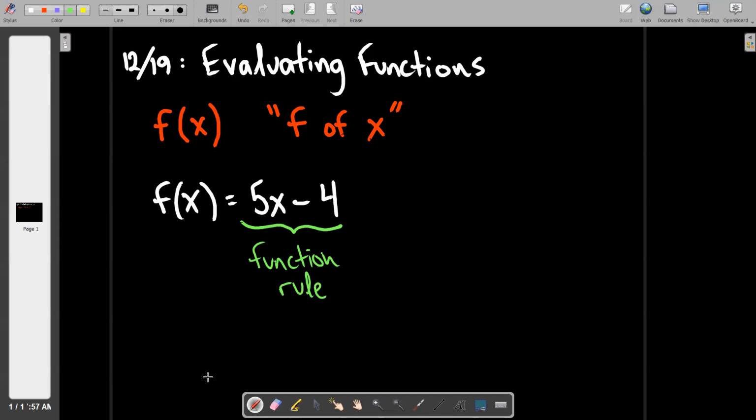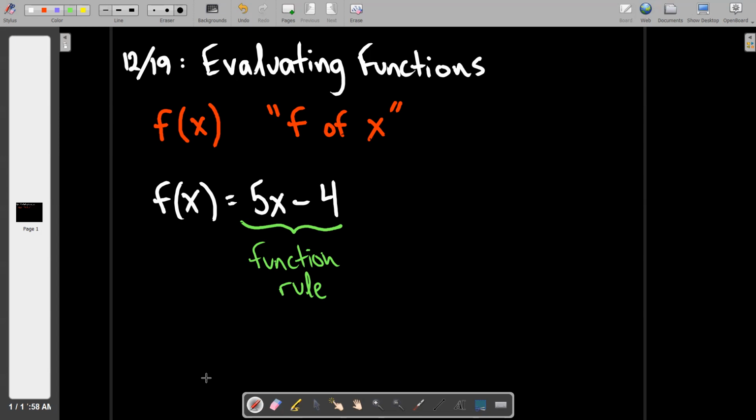And all functions have a function rule. The function rule is what determines what's going on inside of the machine. So this particular machine, his name is F. He's going to sit around and wait for you to feed him X's. And when you give him an X value, a number, he's going to do some math with your number, and then he's going to spit the answer back out. That's how functions behave, literally like a little machine.